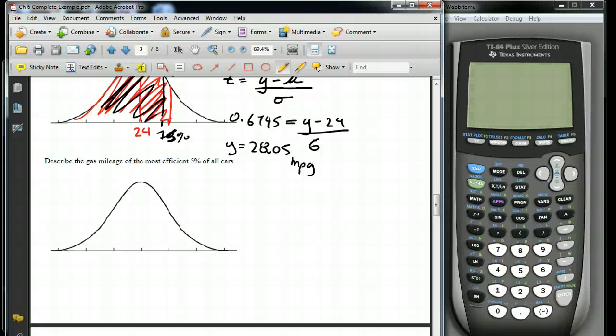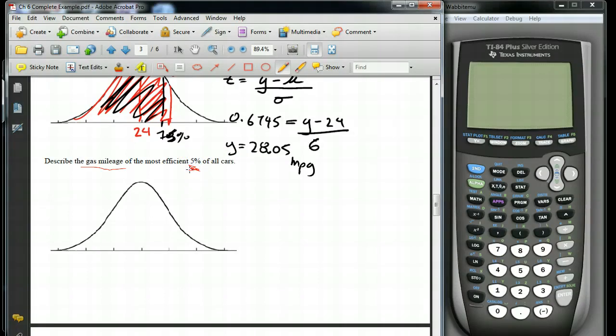Okay, so let's keep going. Next question is, describe the gas mileage of the most efficient 5% of all cars. Let me read that again. Describe the gas mileage of the most efficient 5% of all cars. This is a little bit of a tricky question because the percent we're looking for is not 5%.